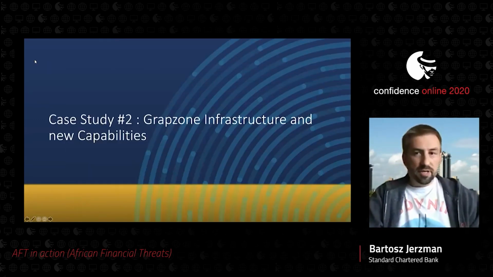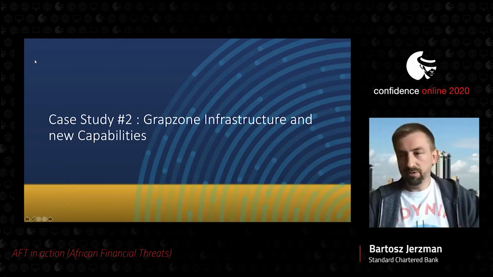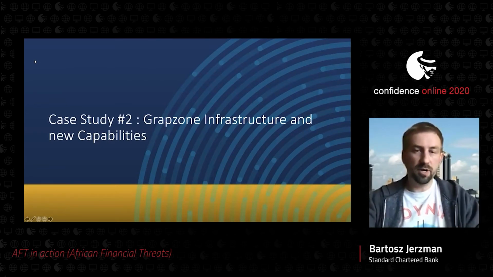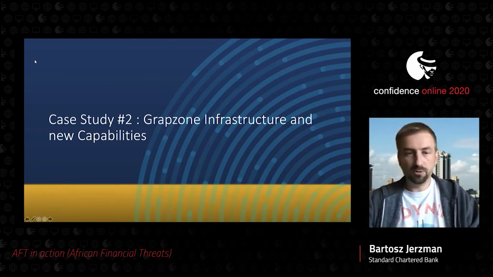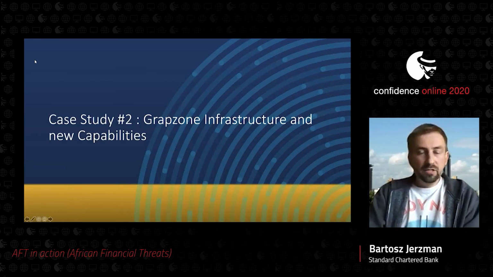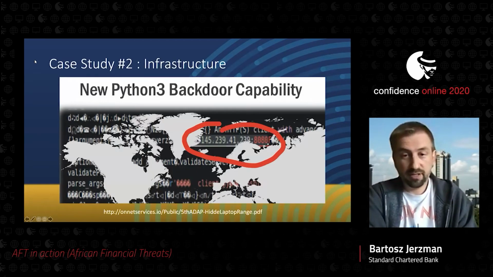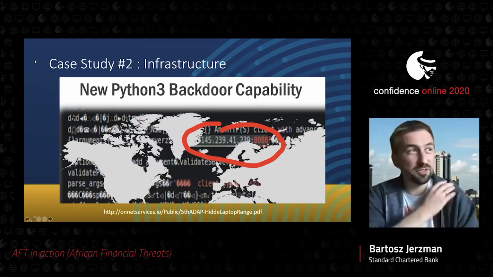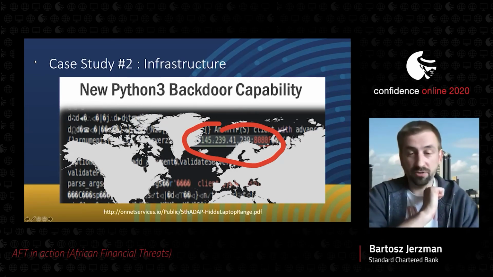Let's go to case study number 2 and analyze a little bit the GrabZone infrastructure and their capabilities, especially the newest ones that were used and deployed against victims in 2020. So the inspiration was, like in every case, African financial threats. I use the term African financial threats, although the original intention by Unit 42 was advanced financial threats in Africa.